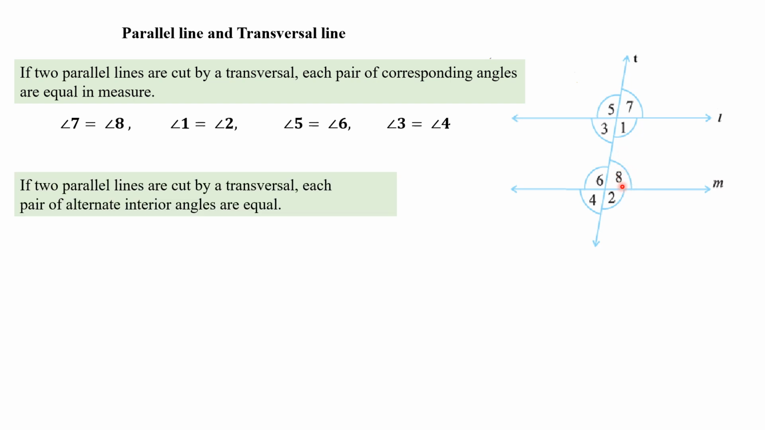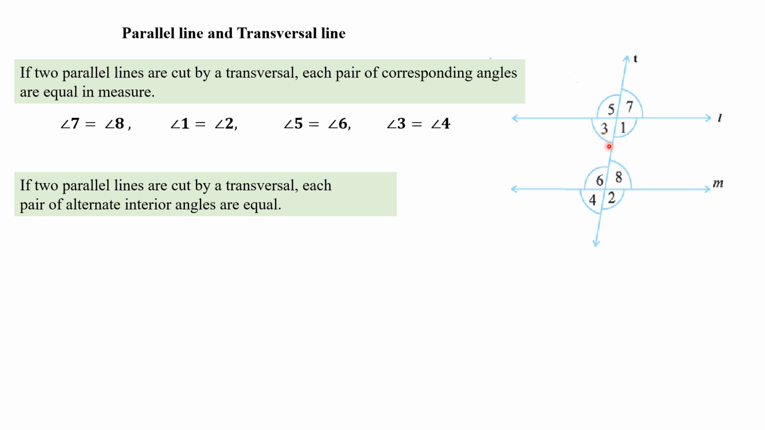So if two parallel lines are cut by a transversal, then each pair of corresponding angles will be equal in measure. Now next, if two parallel lines are cut by a transversal, then the pair of alternate interior angles will be equal. Now first of all, what are the interior angles? The angles which are between these two parallel lines. So if you see between these two parallel lines L and M, the interior angles are angle 1, 3, 6 and 8. Okay. So when two parallel lines are cut by a transversal, the alternate interior angles will be equal. Angle 1 will be equal to angle 6 and angle 3 will be equal to angle 8.